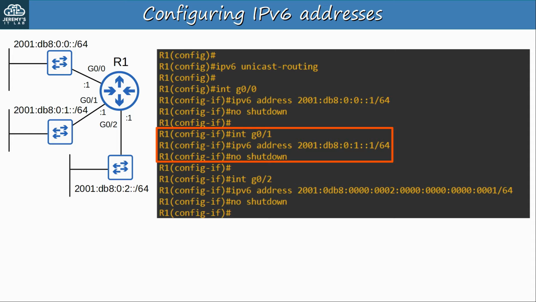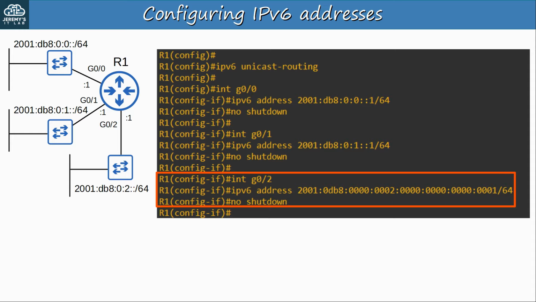I did the same thing on G0/1 and then G0/2, except this time I typed out the entire address. You can use the whole address, the shortened address, or even a partially shortened address. The router will understand what you mean.